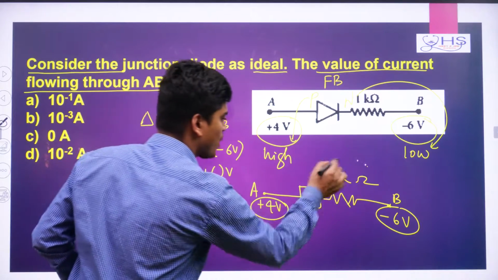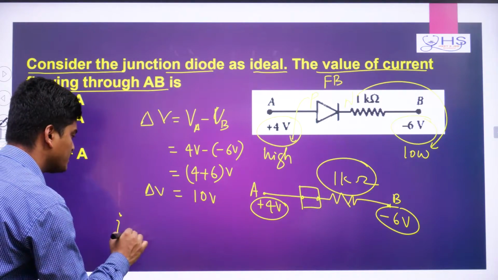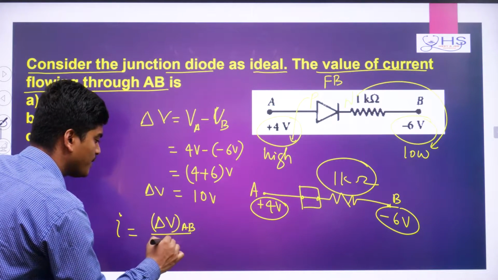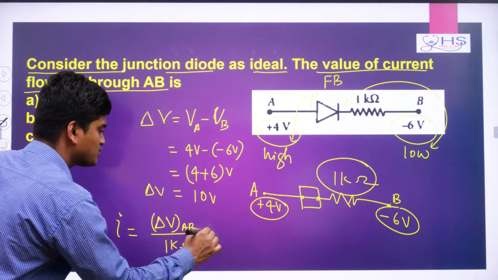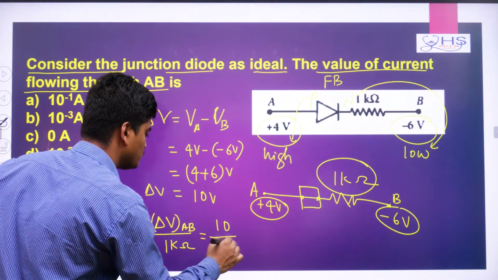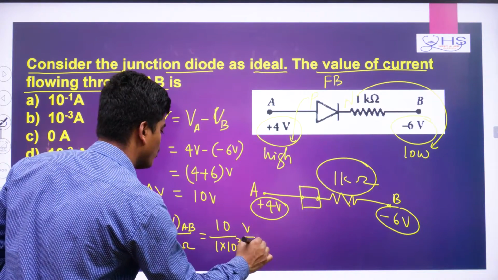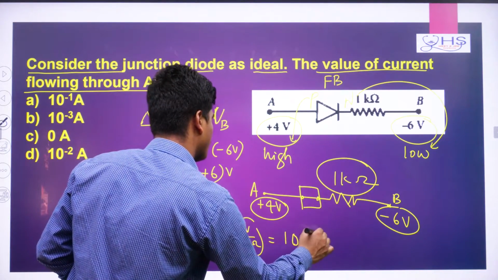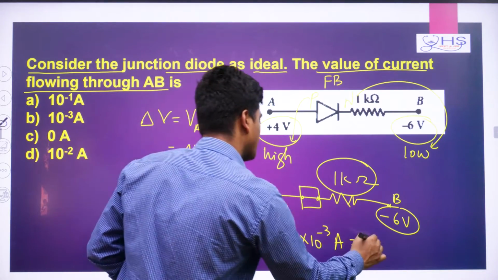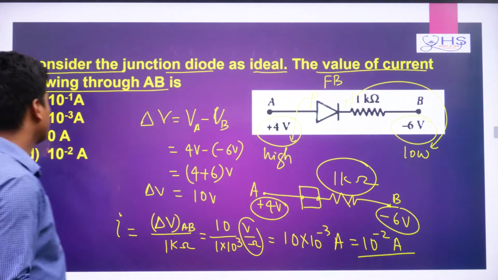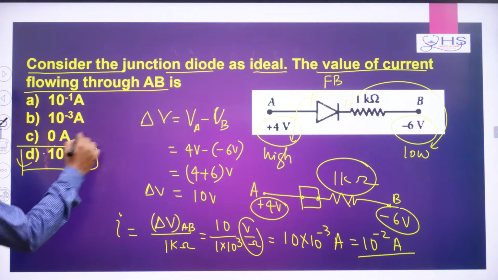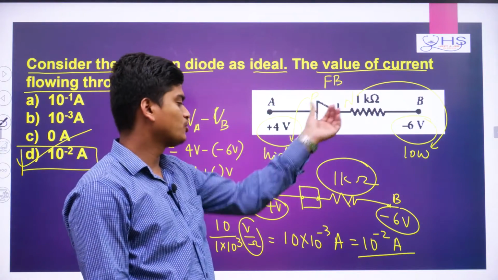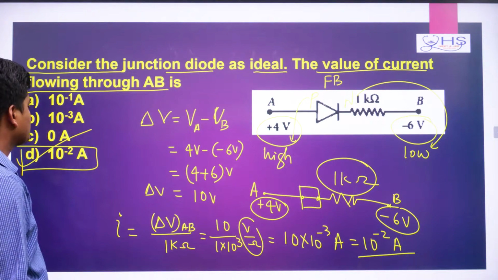Now here resistance how much? 1 kilo ohm. Now if current I want to find, I equals total potential difference across AB divided by resistance 1 kilo ohm. Now how much is coming? It is 10 by 1 into 10 to the power 3 ohm. So it is volt by ohm, it will become ampere. So I can write it is 10 into 10 to the power minus 3 ampere, or it is 10 to the power minus 2 ampere. So here answer will be 10 to the power minus 2 ampere. So current flowing through the circuit is 10 to the power minus 2 ampere.